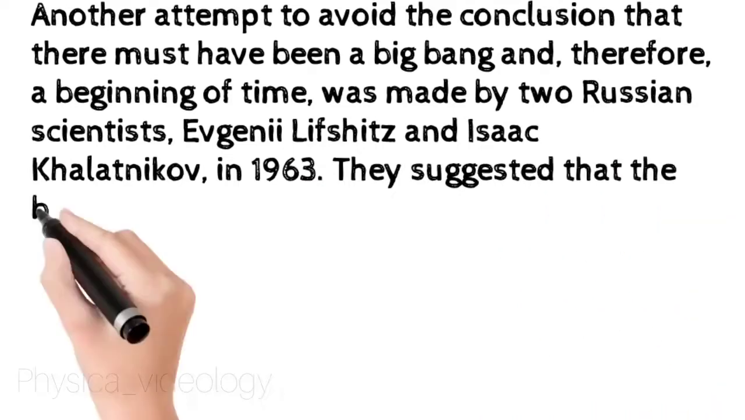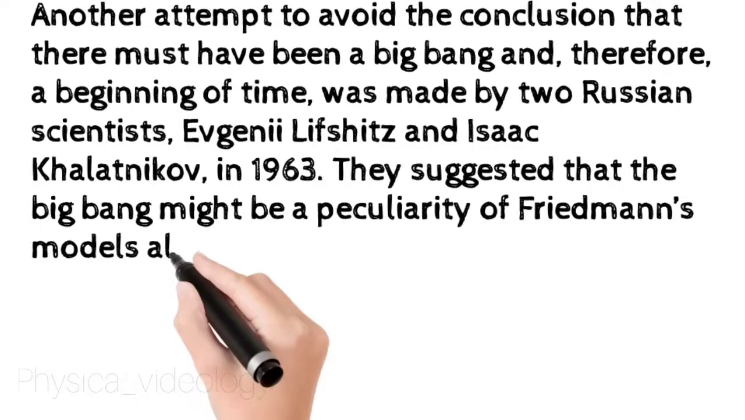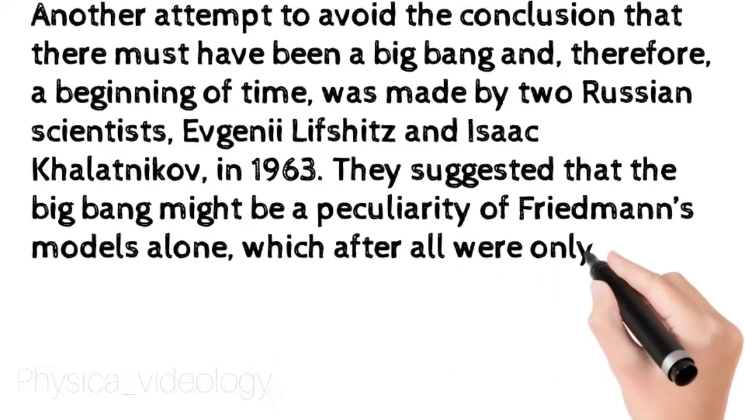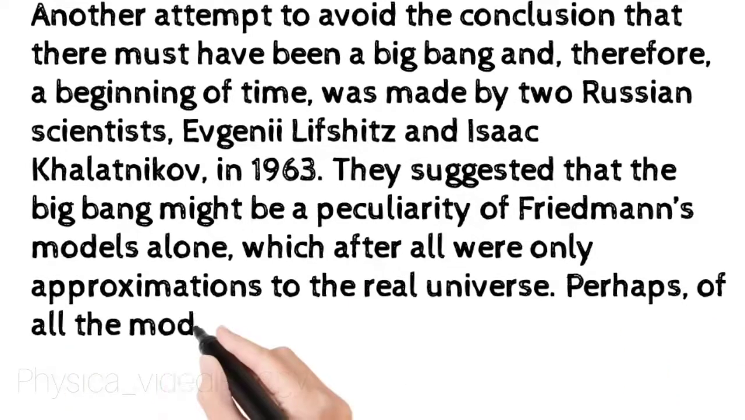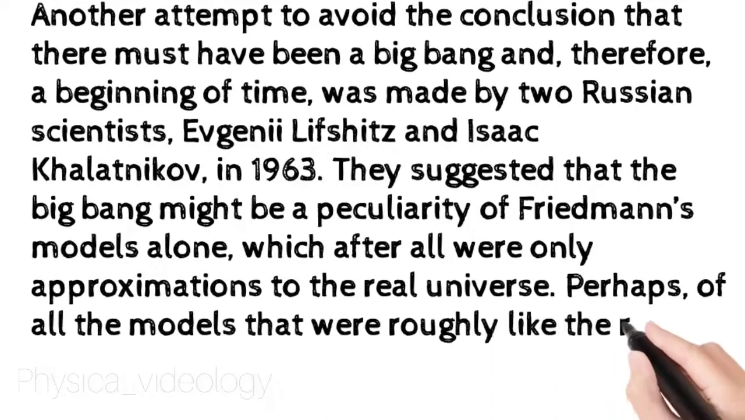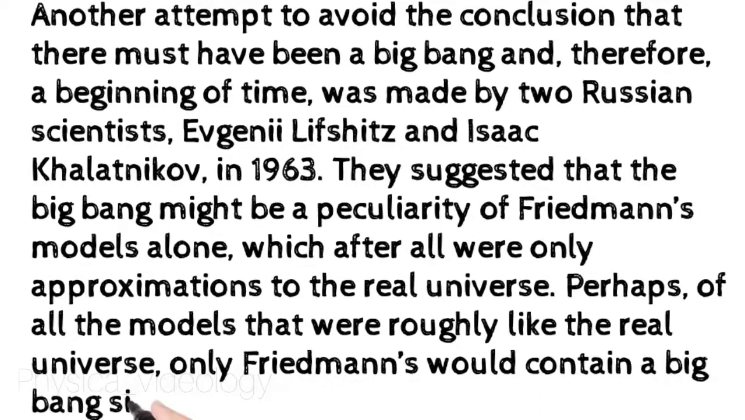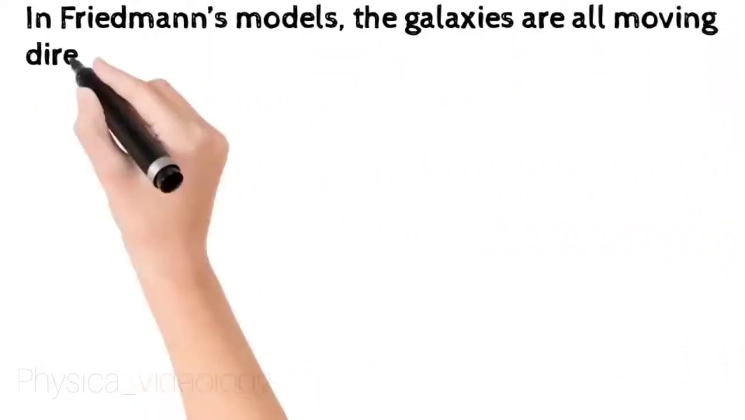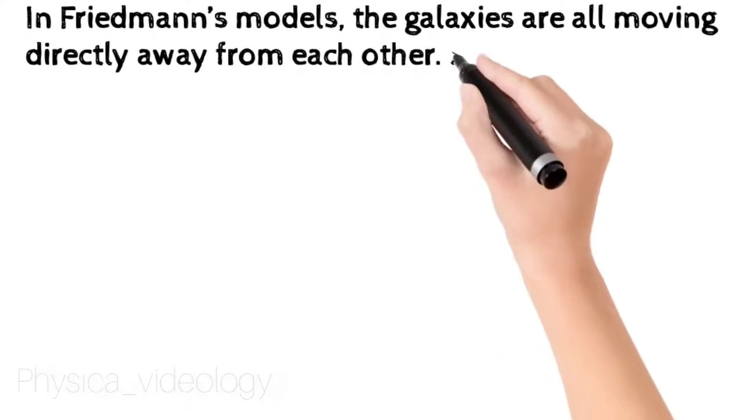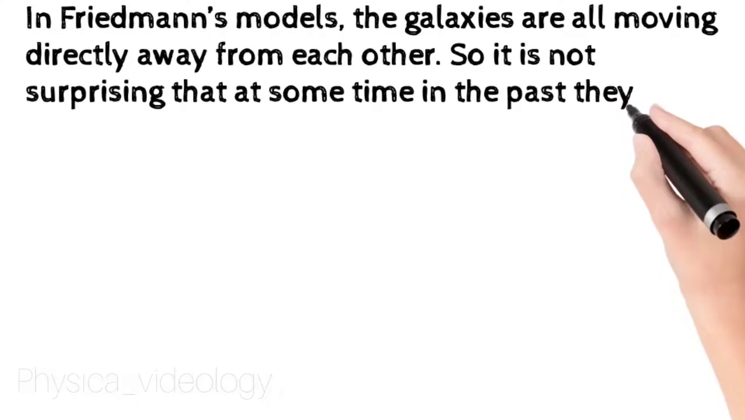They suggested that the Big Bang might be a peculiarity of Friedmann's models alone, which after all were only approximations to the real universe. Perhaps, of all the models that were roughly like the real universe, only Friedmann's would contain a Big Bang singularity. In Friedmann's models, the galaxies are all moving directly away from each other. So it is not surprising that at some time in the past they were all at the same place.